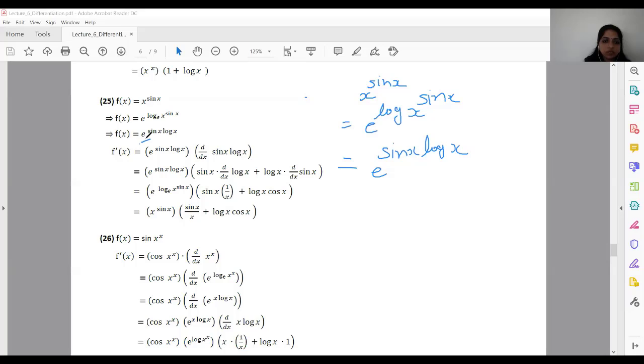So this is the exponential function. So the derivative of the exponential function is the same. So e raised to sin x log x, by applying the chain rule, d by dx of sin x log x. By applying the u into v multiplication rule, sin x keep it the same, the derivative of log x is 1 by x, then log x keep it the same, and the derivative of sin x, that is cos x. So this one is x raised to sin x, into sin x upon x plus log x into cos x.